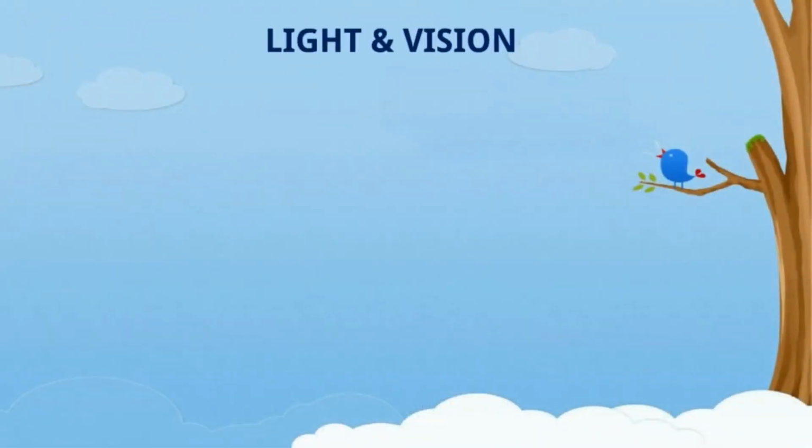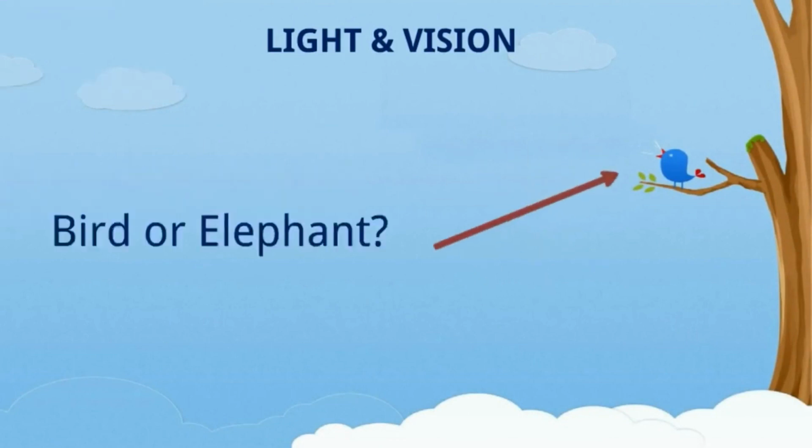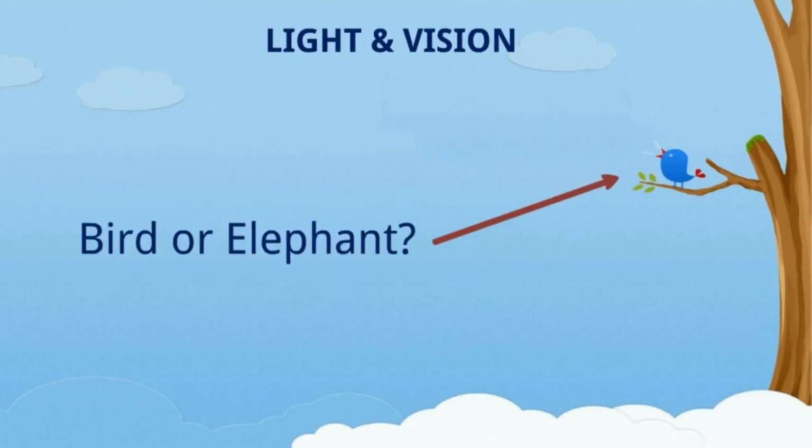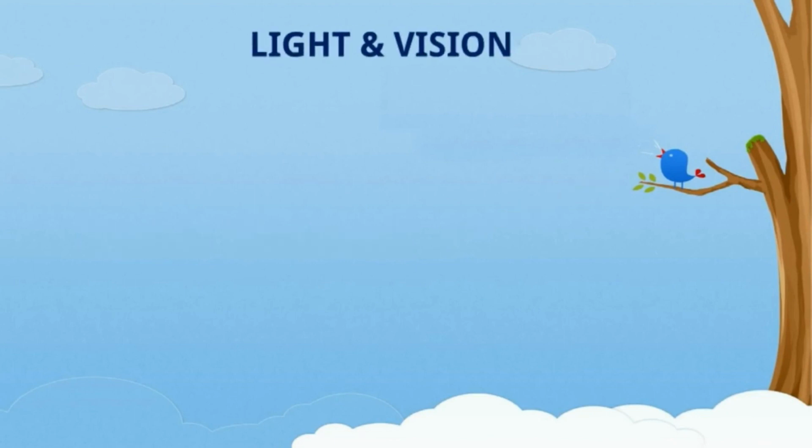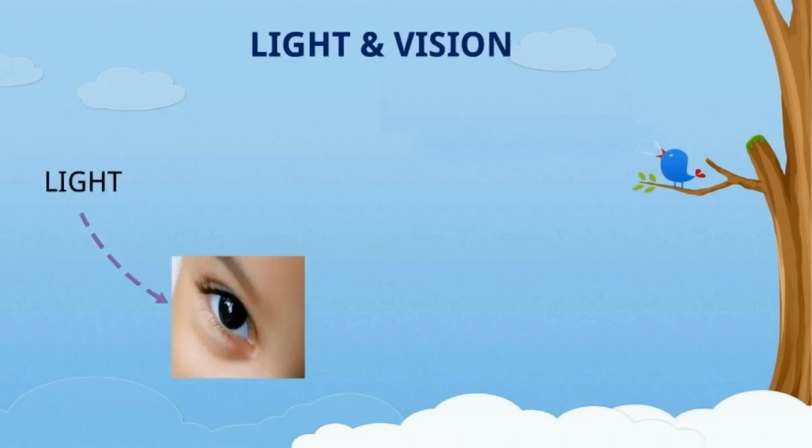Light and vision. See, there is one bird. How do we understand that this is a bird? Anybody can say it's not a bird, it's an elephant. But how do you understand that this is a bird? Is it because of light? Because of light we can see there is something. Without light we cannot identify things. Light comes into our eyes.